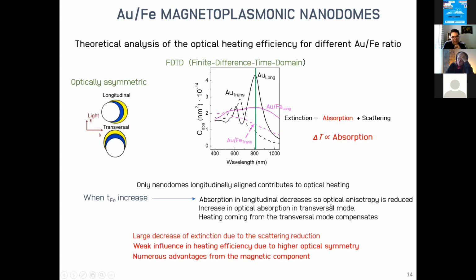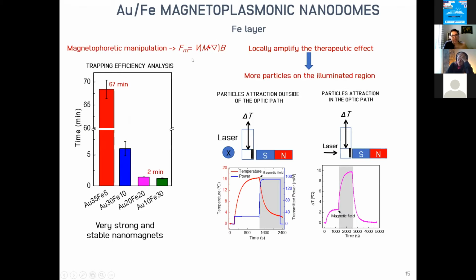However, the iron, as we can see in the next slides, leads to several advantages. The first advantage is that we are able, of course, to manipulate the nanodomes, and we also performed some trapping efficiency analysis of the nanodomes by a magnet. So we used nanodomes of different iron thickness, and we observed that the trapping time changes from 67 minutes for the nanodomes with 5 nanometers of iron down to 2 minutes for the nanodomes with 30 nanometers of thickness.